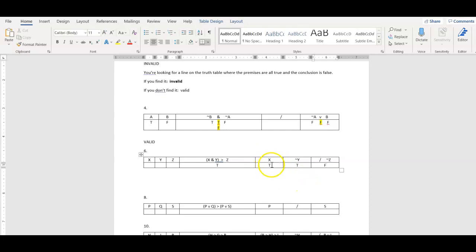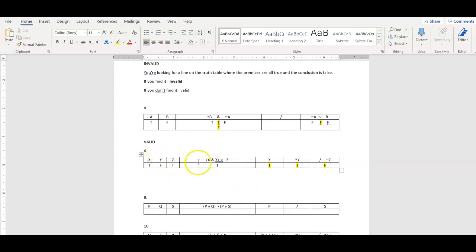So start where it's easy. There's only one way to make X come out true, and that's if X is true. There's only one way to make not Y come out true, and that's if Y is false. Right? So if we choose the value true for X and false for Y, we get these 2 premises true. The only way to make not Z false is if Z is true. Right? So making Z true gives us a false conclusion. So now we just have to go back to this first premise and see what happens when we plug these values in.